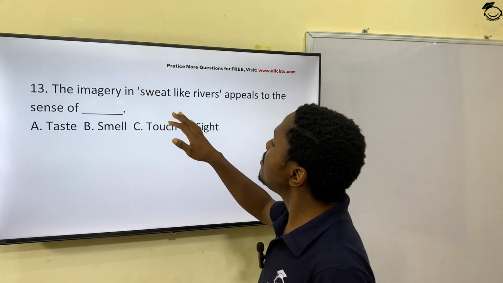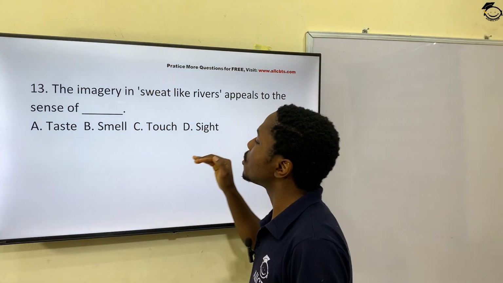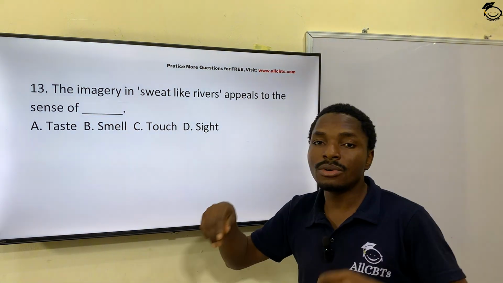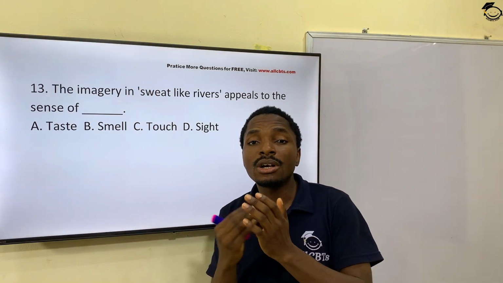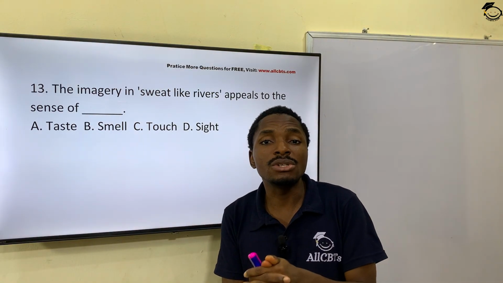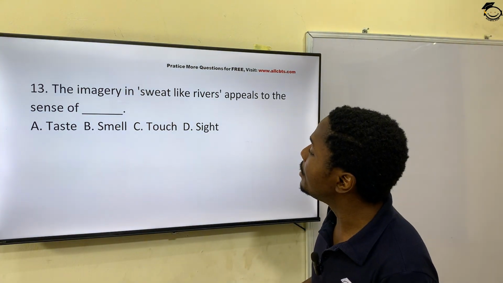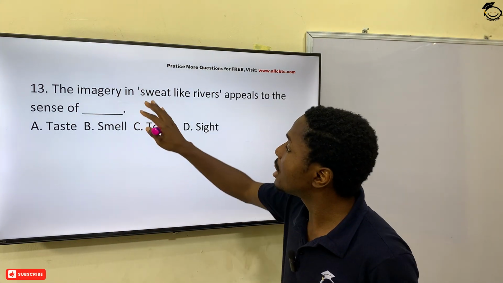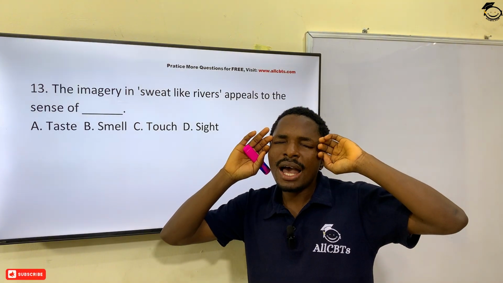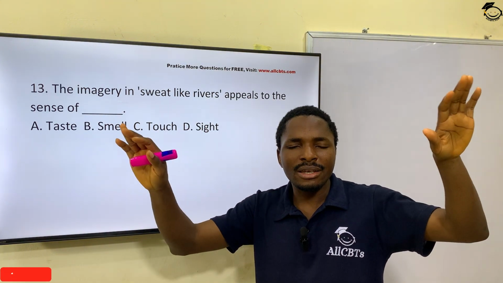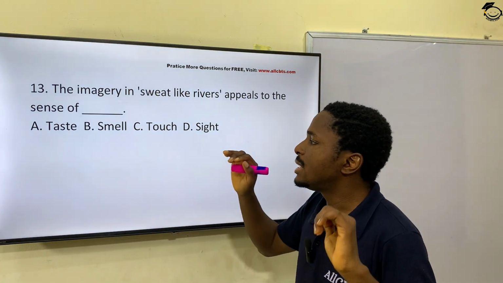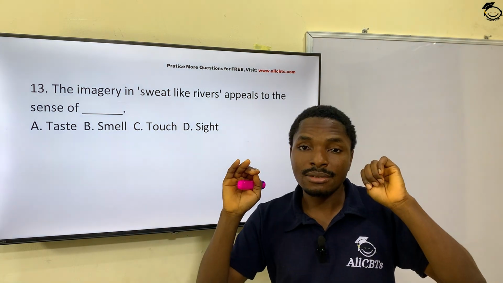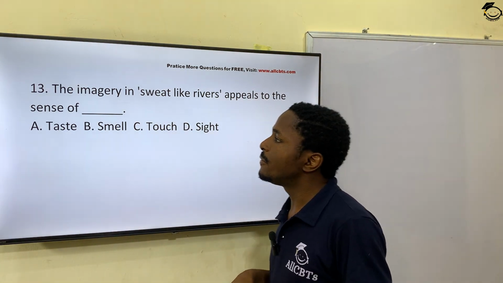The imagery in Sweat Like Rivers appeals to the sense of what? Imagery, that's the first thing you have to look at. What is imagery? What do you see with an image? When you talk about image, what do you use to picture an image? You use your eyes, so it appeals to the sense of sight. As you read that poem and you came across this Sweat Like Rivers, you had an imaginative play in your mind, and that happened with the sight sense. Yeah, good.